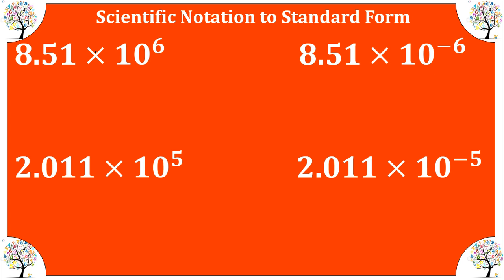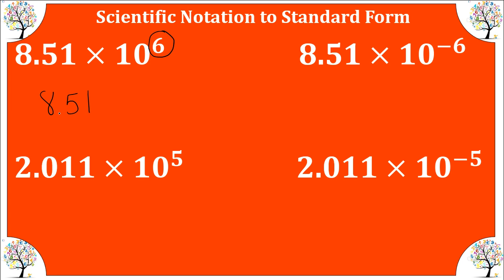Okay, now we're going to go from scientific to standard. So we're going to be moving the decimal however many times our exponent says. If it is positive, we're going to create a very large number, so we'll be moving the decimal to the right. If it's a negative exponent, this number is going to be very small, so we have to move it forward. So we have 8, 5, 1.